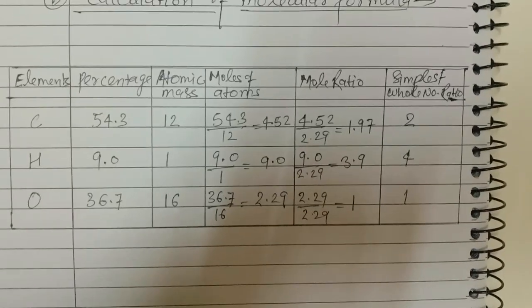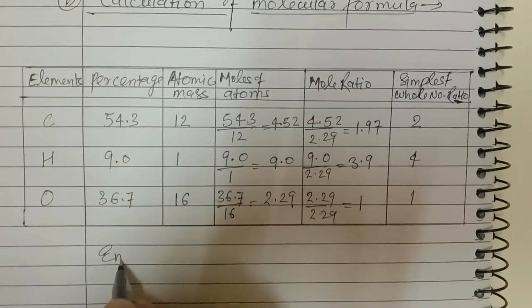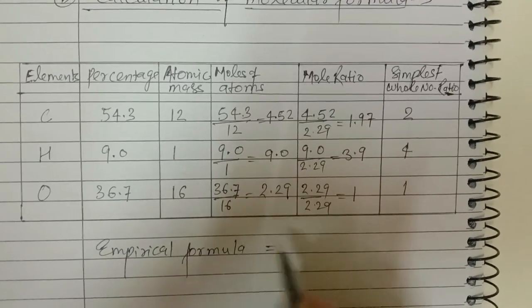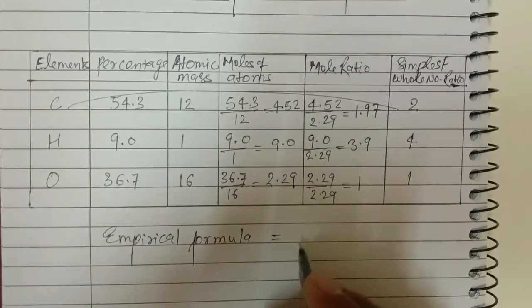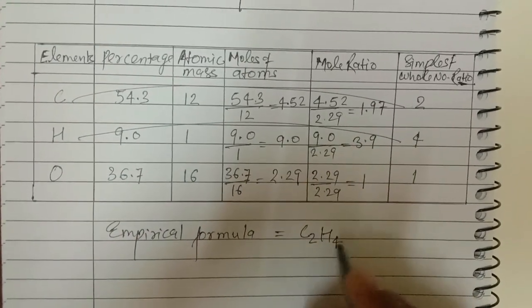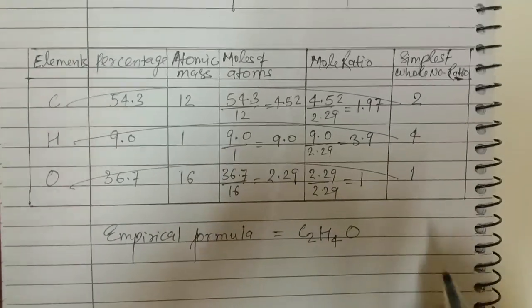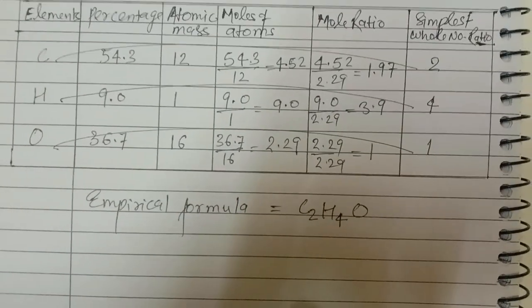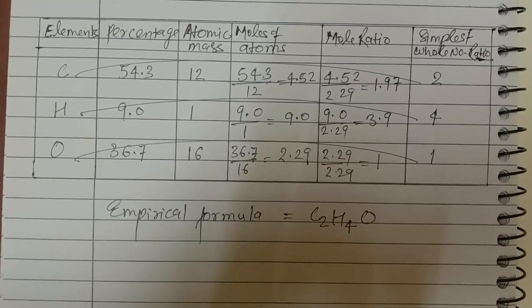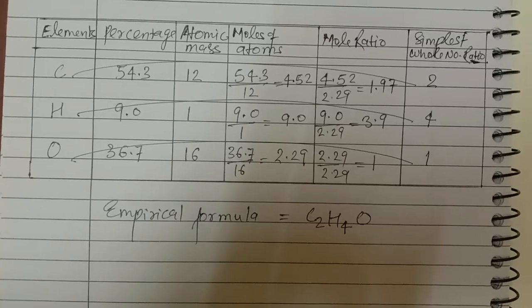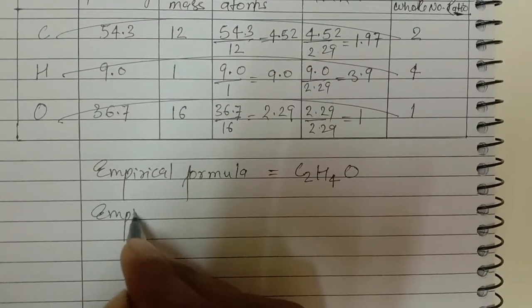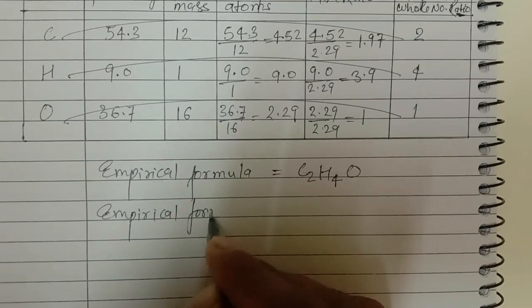So by using this table, we are able to find the empirical formula. How many carbons are there? 2, C2. How many hydrogens? 4, H4. And how many oxygen? O. So this is the empirical formula for this question. Now by using this, we will calculate the molecular formula. First we will calculate the empirical formula mass.